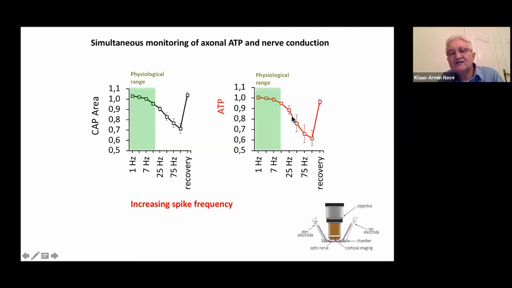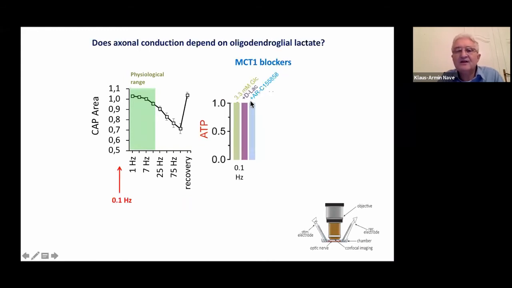Now here we can ask, is this now relevant for lactate consumption or not? And we're doing this by giving inhibitors. We can ask the question, is at very low frequency of spiking, the ability to maintain a CAP area preserved in the presence of these inhibitors of MCT1? These are competitive or chemical inhibitors. And you can see at low frequency, there is no inhibition effect.